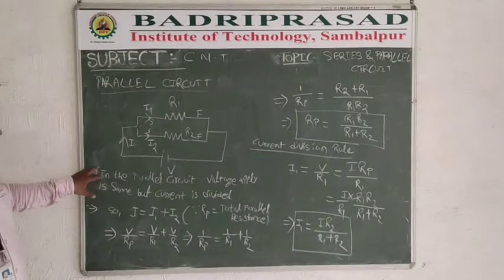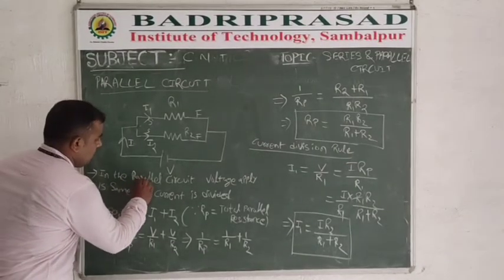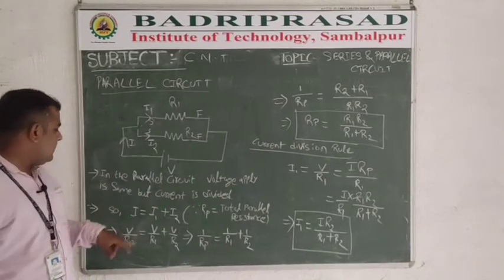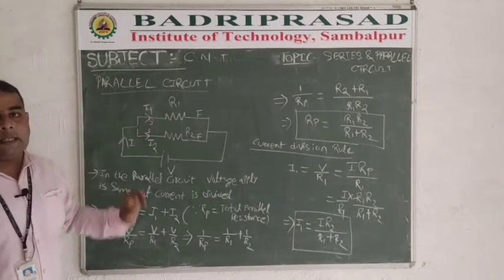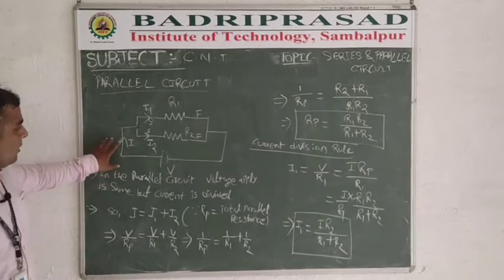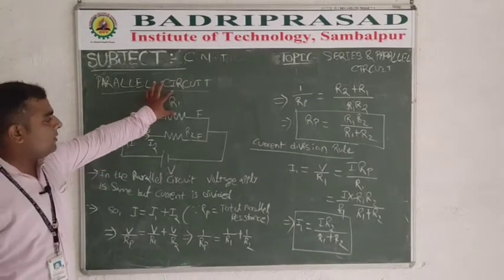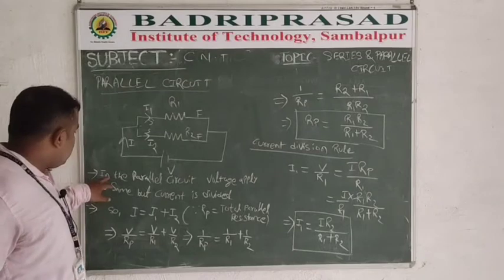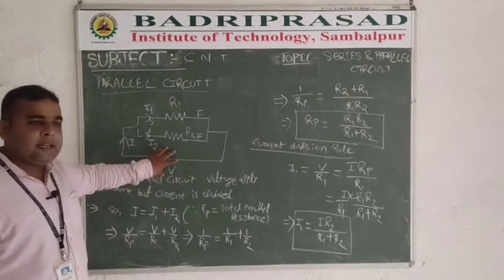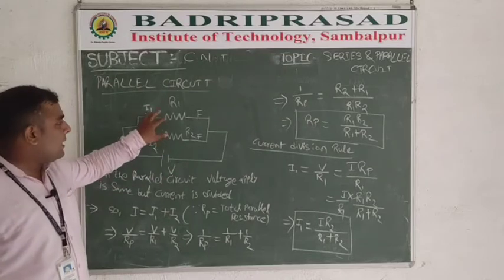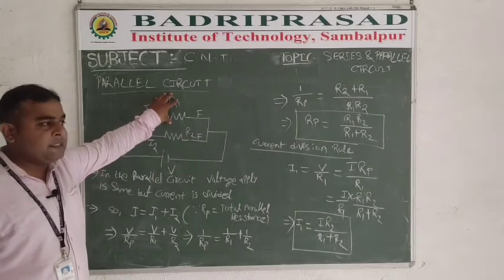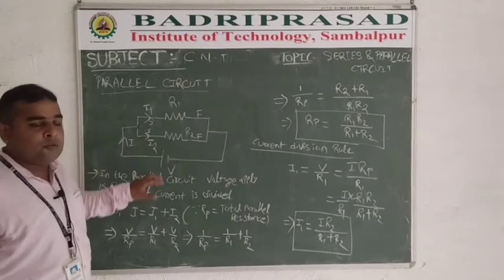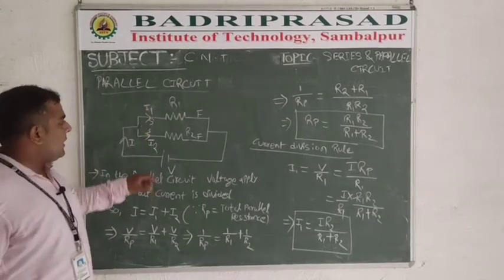So in the parallel circuit, the applied voltage V is the same for each resistance, but the current I is divided proportionally across each resistance. Whatever voltage is applied across the source, that voltage is reflected across each resistance. The resistance voltage is the same, but the current I taken from the source is divided proportionally across each resistance.